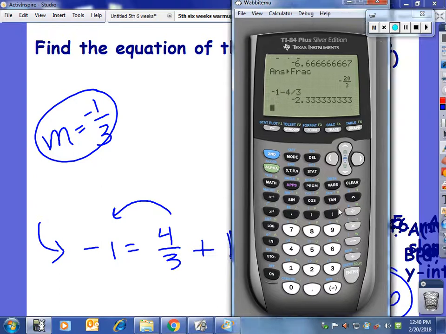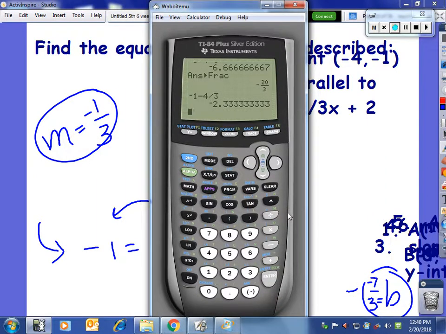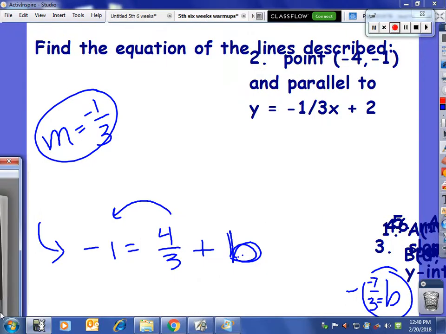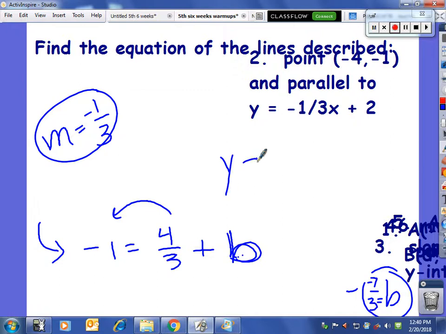My calculator is going to give me the same answer, except it gave me the answer in decimal form. But all I've got to do is take that decimal, that negative 2.333, and change it to a fraction. Math, enter, enter, and sure enough, I'm going to get the same b value that I got when I got rid of the fraction, negative 7/3. Still not done. What is the equation? Y equals negative 1/3 x minus 7/3.